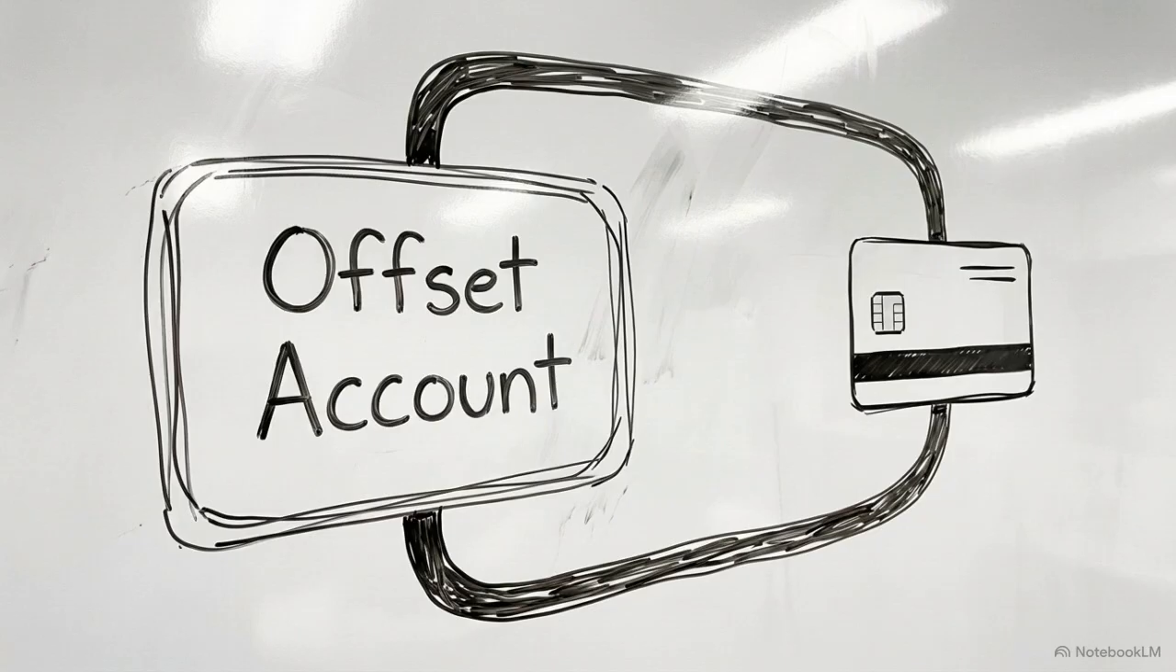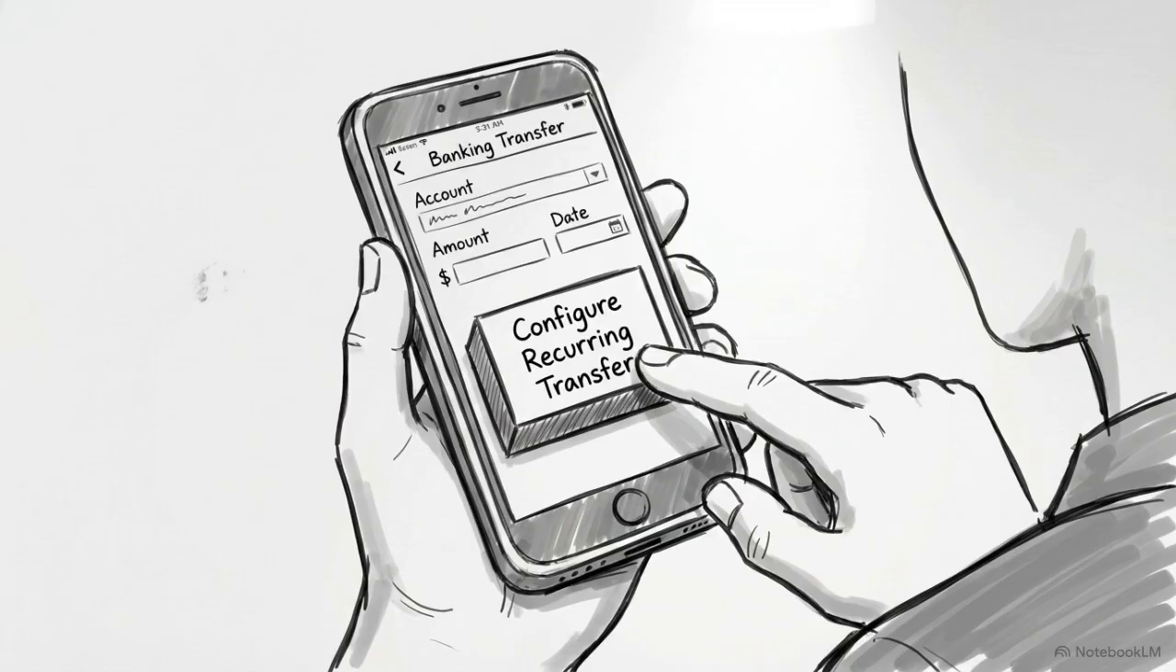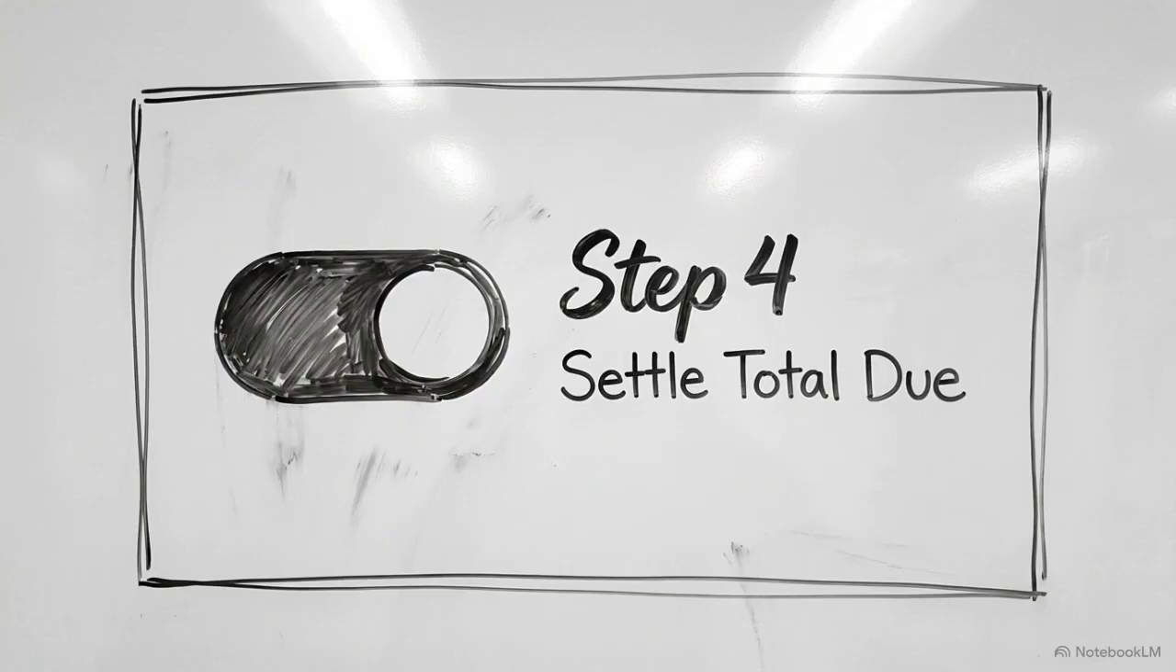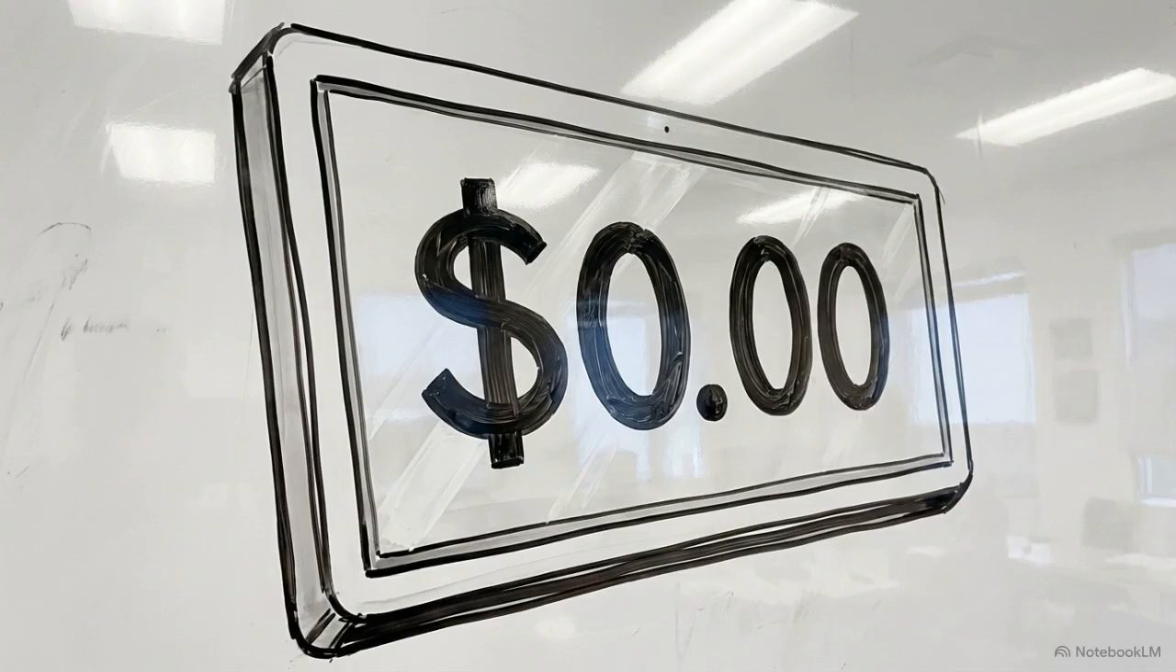Step 4 closes the entire loop safely. Log into your banking app and set up an automatic direct debit from your offset account to your credit card. The timing and amount here are critical. Set the transfer to trigger 1 to 2 days before your due date and configure it to pay the full statement balance. This automation ensures your credit card balance resets to 0 right before the interest-free grace period expires. You completely avoid paying any credit card fees.